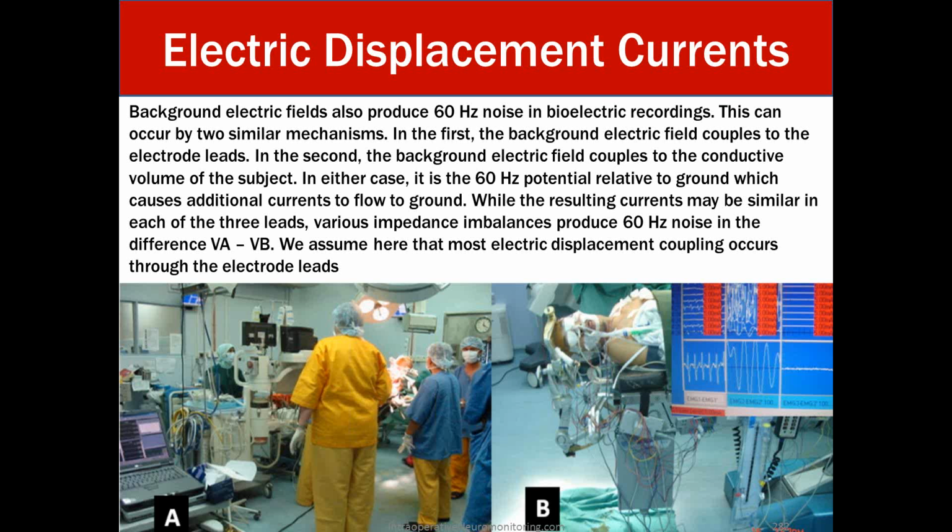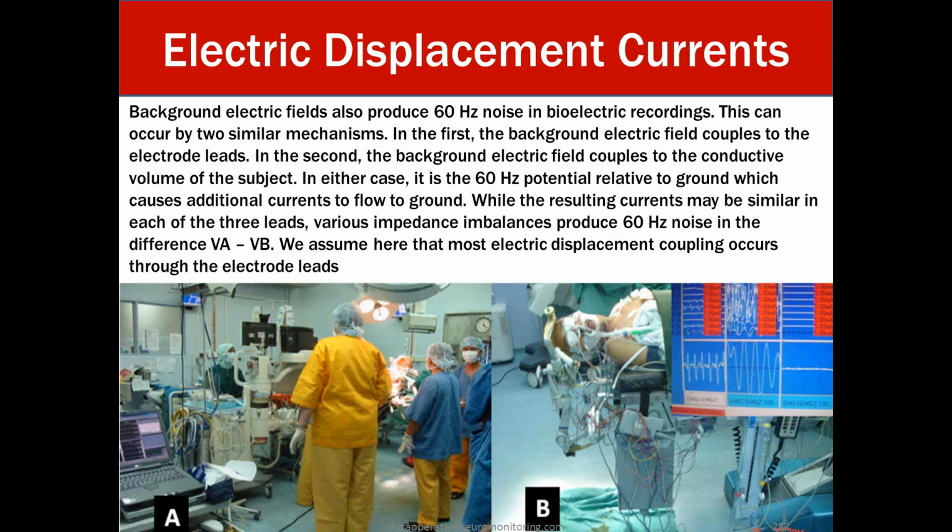Electric displacement currents. Background electric current or electric fields produce 60 Hz noise in a bioelectric recording. This can occur by 2 similar mechanisms. In the first, the background electric field couples to the electrode leads. In the second, the background electric field couples to the conductive volume of the subject. In either case, it is a 60 Hz potential relative to the ground, which causes additional current to flow to ground. While the resulting current may be similar in each of these 3 leads, various impedance imbalances produce 60 Hz noise in the difference of the 2 leads.